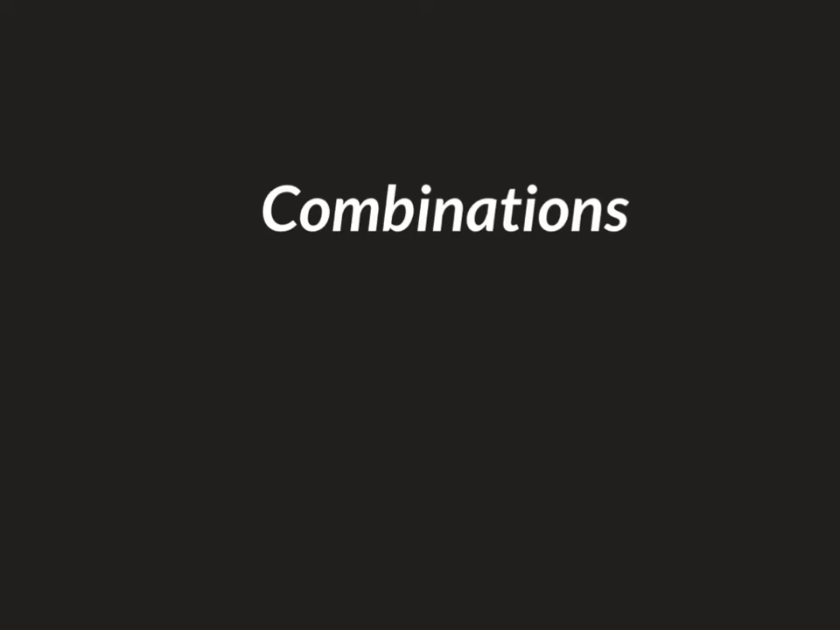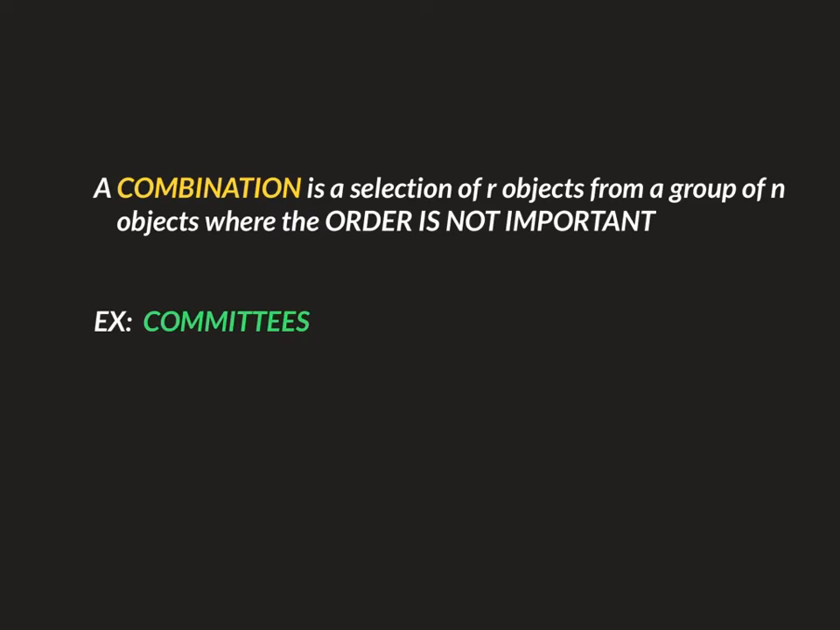All right, guys, I've got a new section called combinations. If you remember last week, we did permutations. And to go along with that, we're doing combinations, which is a little bit different. Here's what a combination is. A combination is a selection of R objects from a group of N objects. The same thing as permutations there, but here's the difference, where the order is not important.